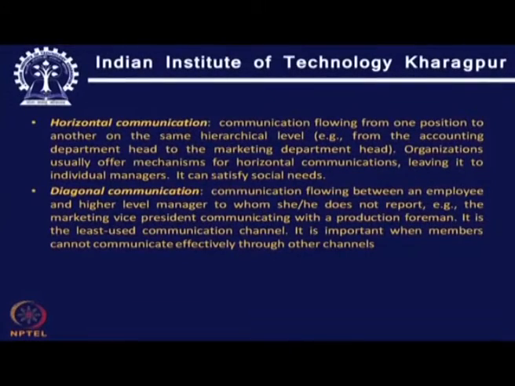Diagonal communication is communication which flows between an employee and a higher level manager, maybe of another department to whom he is not reporting. This is important for people, especially the lower level people in the organization, to express their views and to learn certain things from others.